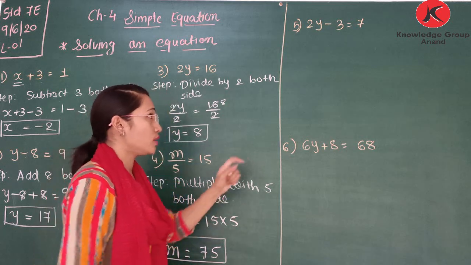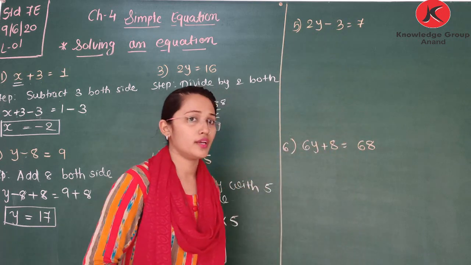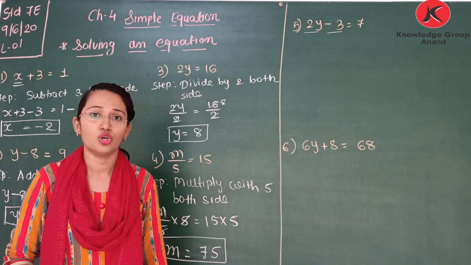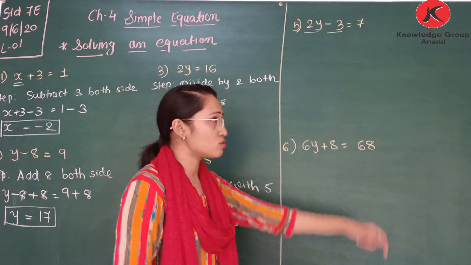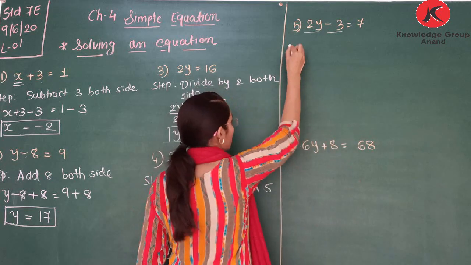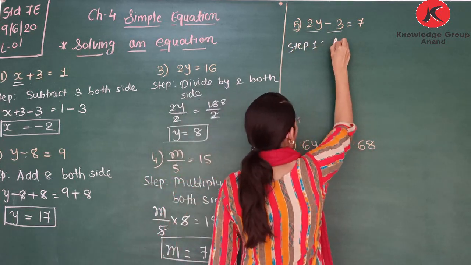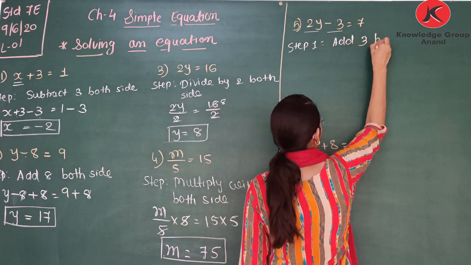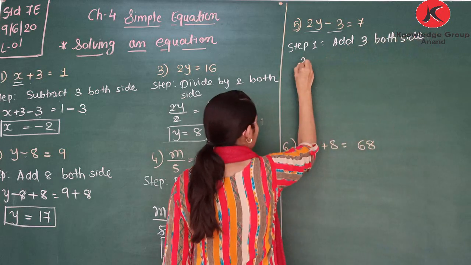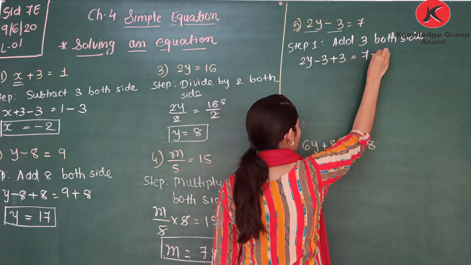Clear? Now here question number 5. 2y minus 3 is equal to 7. Now you can see here multiplication and here subtraction. Both operations are given. So where do you need to start? You need to start from subtraction to addition. So here you need to write first step, that is add 3 both sides. If we add 3 both sides, then your step is like this.